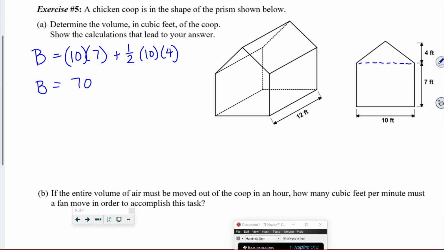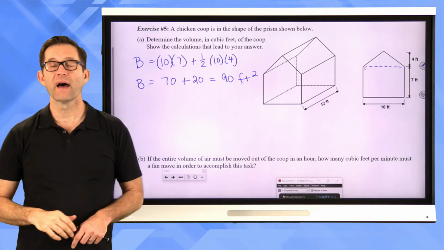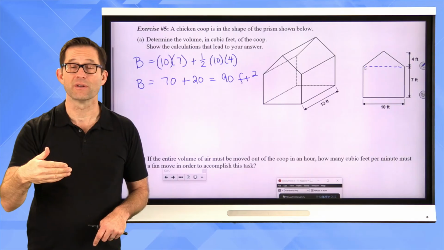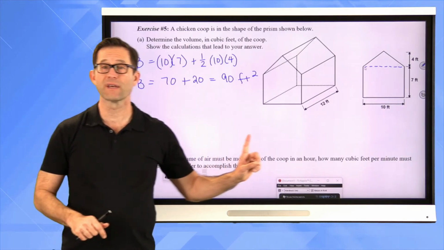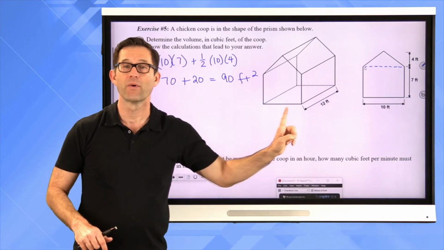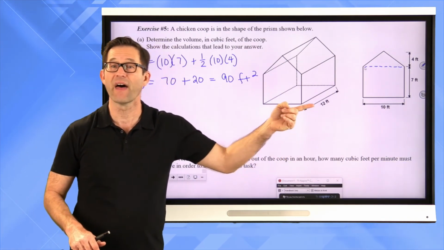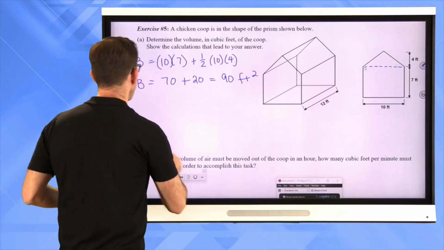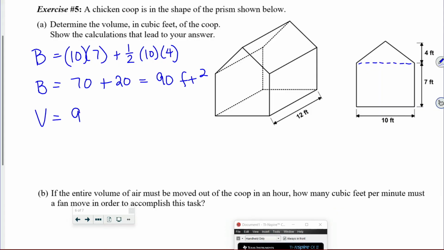I think I can do that without having to use the calculator, I hope. And that's going to be 90 square feet. That's going to be the area of my cross section. Now, once I have that area of the cross section, I simply need to multiply it by the perpendicular length between the two bases, and that happens to be 12 feet. So my volume now is going to be 90 square feet times 12 feet.